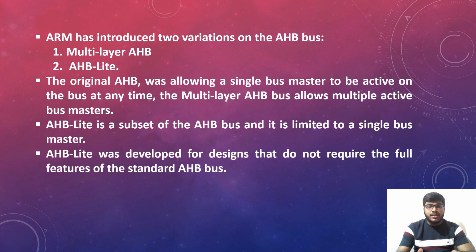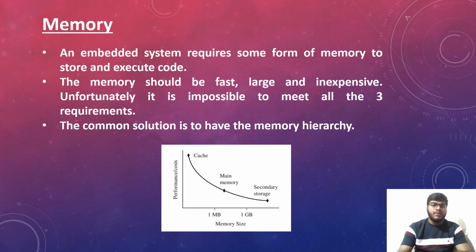The original AHB, which is also called the multi-layer AHB, where the original AHB allowed only a single bus master to be active. But the multi-layer AHB bus allows multiple active bus masters. Whereas the AHB Lite is a substitute of the AHB bus, it is limited to a single bus master. And the AHB Lite was developed for designs that do not require the full features of the standard AHB bus. And moving on to the next component, which is memory.